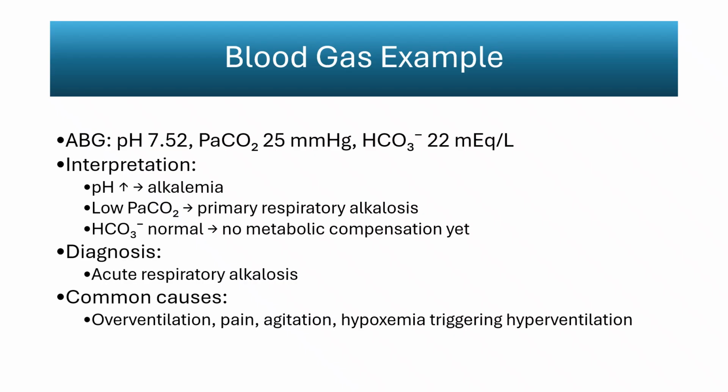The blood gas shows pH 7.52, carbon dioxide content 25 millimeters of mercury, and bicarbonate 22 milliequivalents per liter. The elevated pH indicates alkalemia. The low carbon dioxide content identifies a primary respiratory process, and the normal bicarbonate confirms that renal compensation has not yet occurred. This pattern represents an acute respiratory alkalosis.